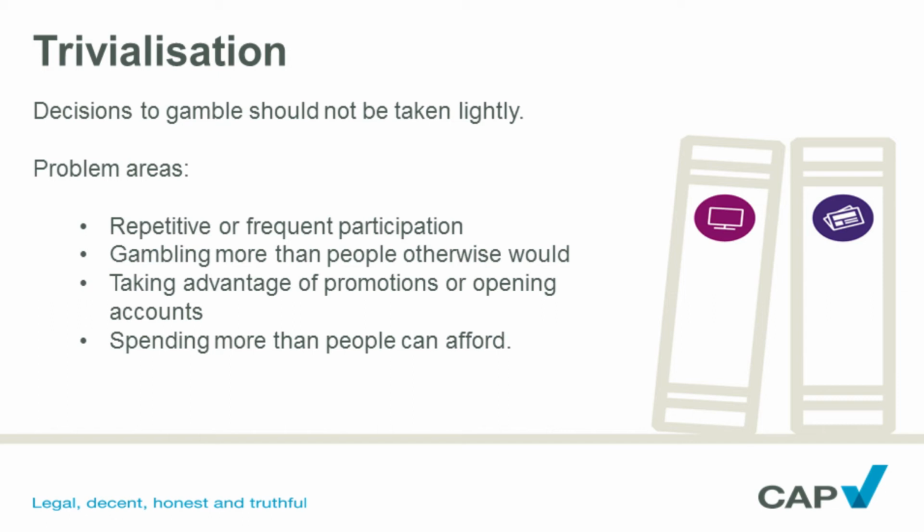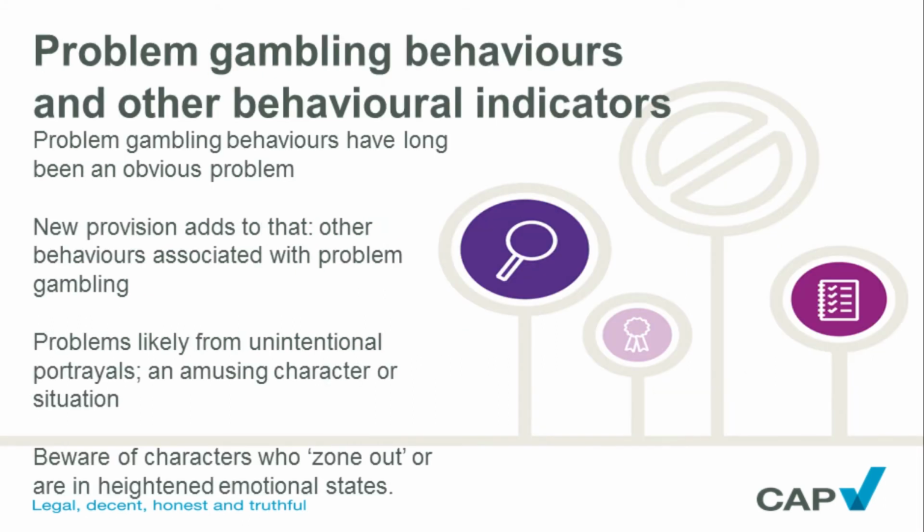We want to avoid the implication that people should just take up offer after offer and open account after account. So following on from that, next the guidance talks about possible indicators of problem gambling. Tell us about some of the examples discussed here and then the particular issues that advertisers should be aware of.